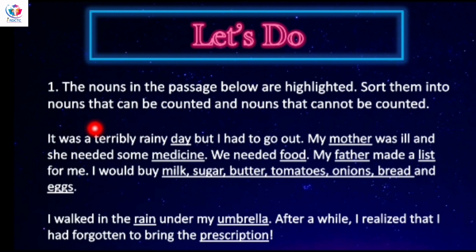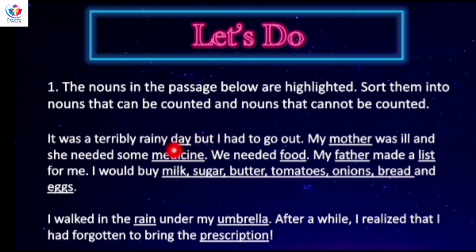Okay, let's read the passage. It was a terribly rainy day, but I had to go out. My mother was ill and she needed some medicine. We needed food. My father made a list for me. I would buy milk, sugar, butter, tomatoes, onions, bread and eggs. I walked in the rain under my umbrella. After a while, I realized that I had forgotten to bring the prescription.